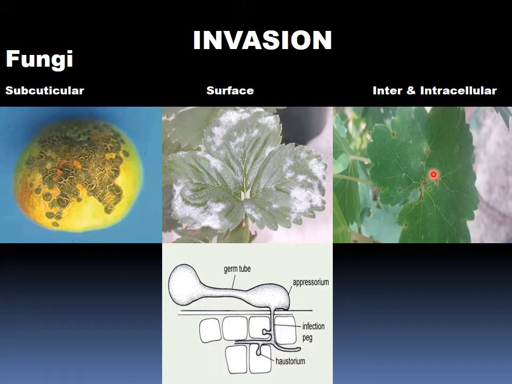The third is the case where the pathogen establishes itself either in the intercellular or the intracellular spaces, meaning either between the cells or inside the cells. So the outcome is in the form of brown necrotic spots. But here the fungi remain confined inside the host tissue. So there is a diversity from subcuticular to surface, and then from inter- to intracellular invasion in the case of fungi.